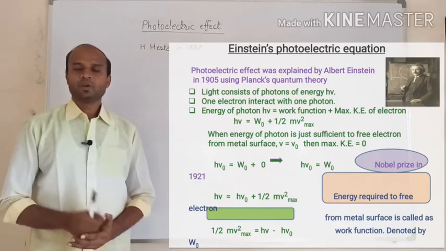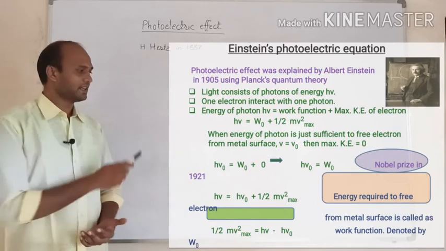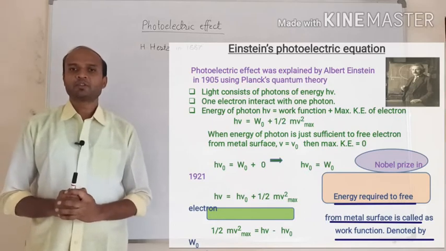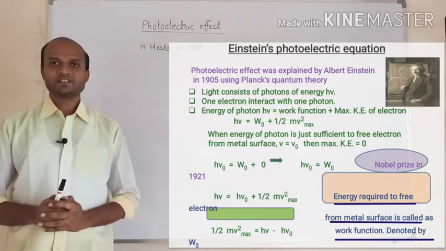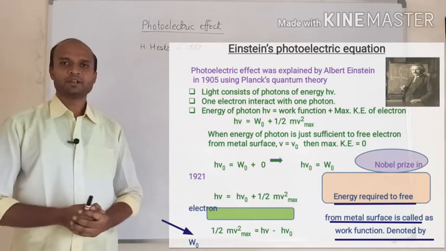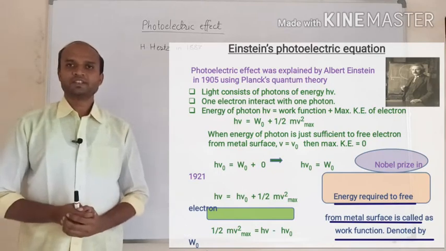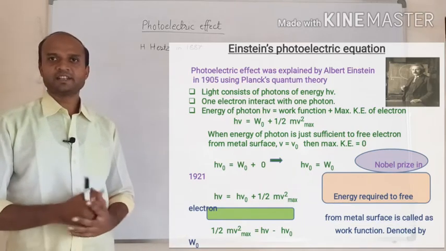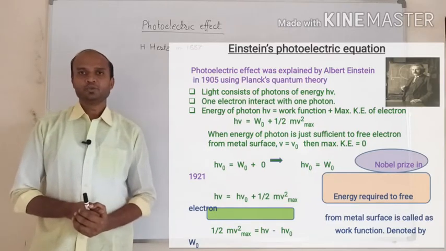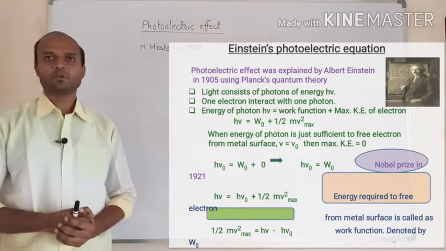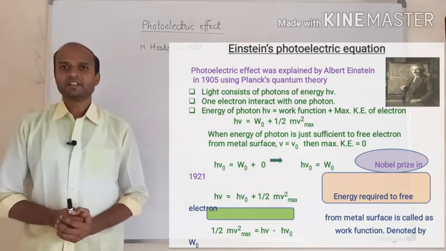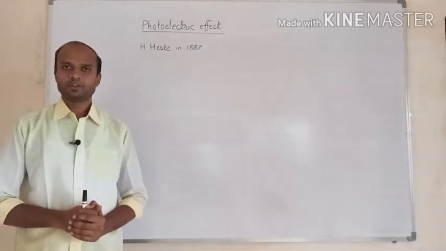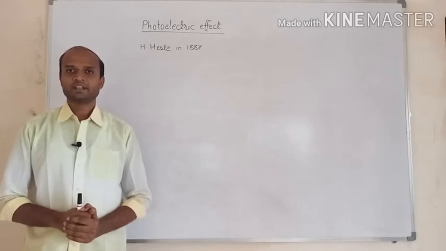Alright, so here one important definition should be kept in mind, that is the work function. What is work function? Energy required to free an electron from the metal surface. It is denoted by W0, and in some books it is also denoted by phi 0. Actually it is energy, so it should be measured in joule, but the energy required is very small, and that's why generally its unit is the electron volt. So this is Einstein's photoelectric equation.